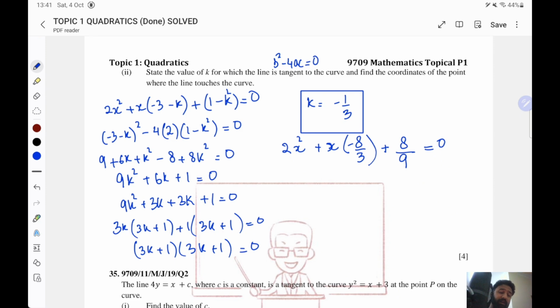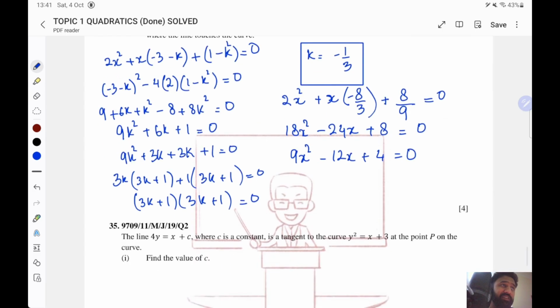When we simplify, we can take the LCM as 9, so it will become 18x² − 24x + 8 = 0. So further simplifying, 9x² − 12x + 4 = 0.